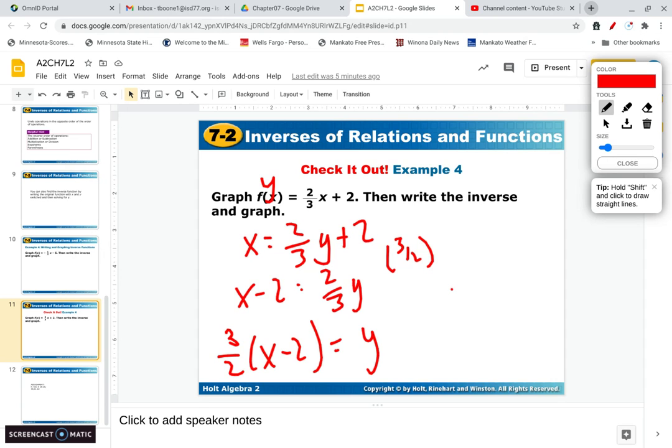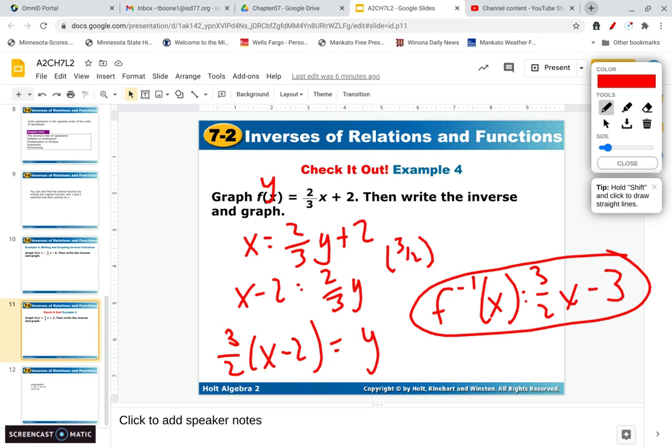That's the inverse. So if we wanted to, in most cases, I think that we usually would distribute that. We would just say 3/2 x, and then the 2's would cancel, would be -3. There would be the inverse of that.